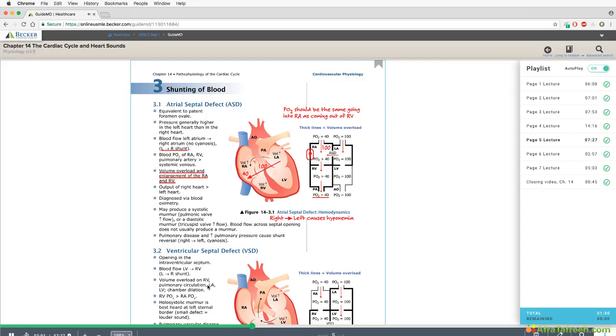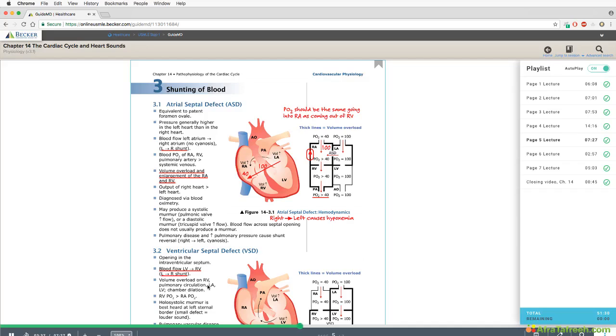So with atrial septal defect, you can have a splitting of the second heart sound for the reasons we just went through. If we go to the bottom of the page, instead of an atrial septal defect, we can consider a ventricular septal defect. Now, in a ventricular septal defect, you will have blood flowing from the left ventricle to the right ventricle. But again, it's high PO2 blood going from the left heart to the right heart.